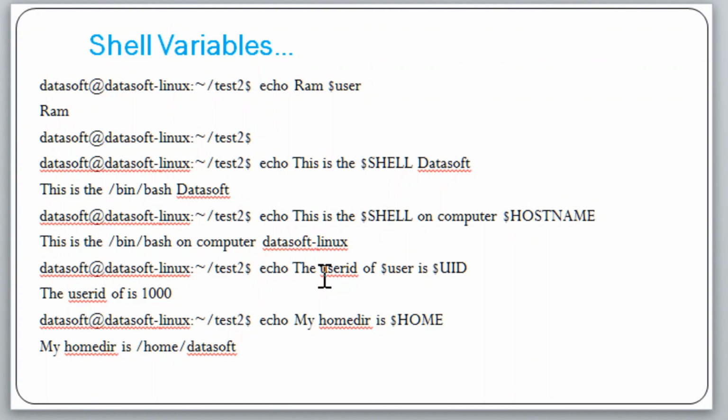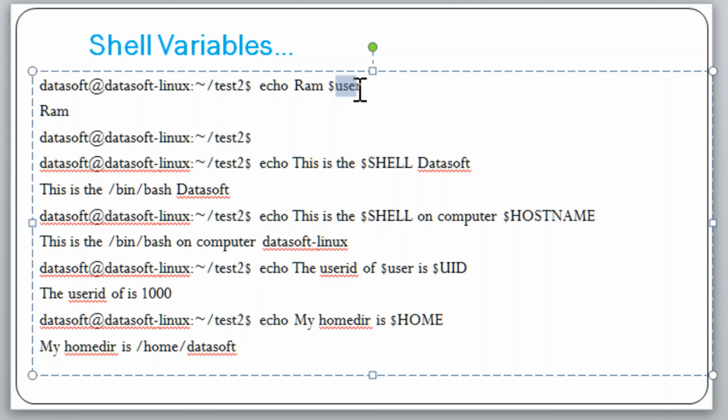So there's some more examples of shell variables. We can say echo RAM, and you'll see here user is not spelled correctly. It's all lowercase, which is incorrect. So it's only going to echo RAM because that's not the correct spelling of the variable user.